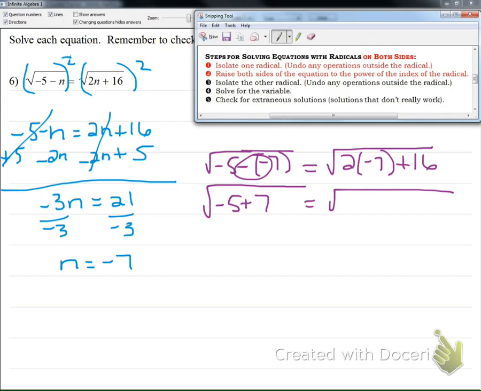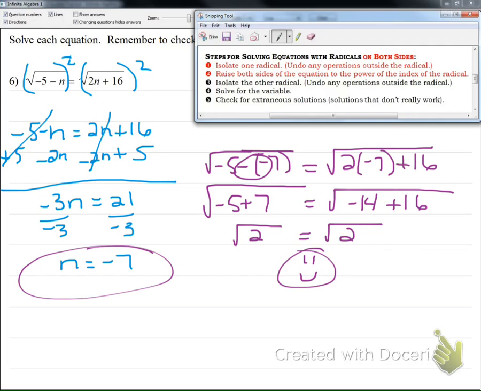Is equal to 2 times negative 7, which equals negative 14, plus 16. Okay, let's keep simplifying. On the left hand side, we have negative 5 plus 7 equals the square root of positive 2. Is equal to the square root of negative 14 plus 16, which is 2 again. Look, they're equal. You don't have to go any further than that. Once you can see that they're exactly the same, then we know it's a solution. So the answer to number 6 is n is equal to negative 7.